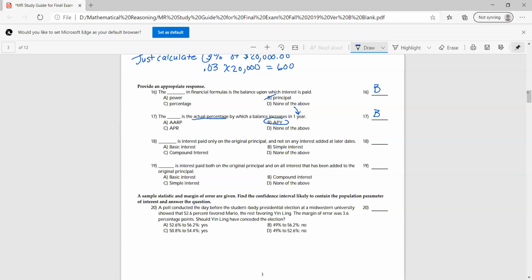Number 18 says, is interest paid only on the original principal and not on the interest added at later dates? Okay, so the right answer to this one is also B, simple interest. Okay, number 19 says this is interest paid both on the original principal and on all interest that has been added to the original principal. Okay, and that's going to be compound interest. So those all ended up being B.